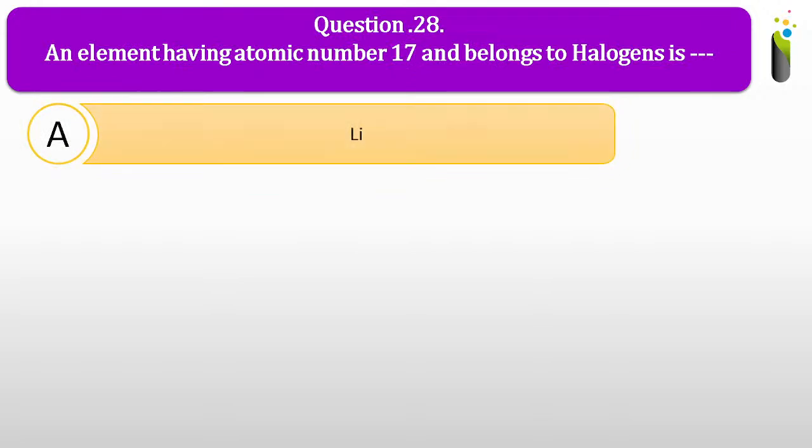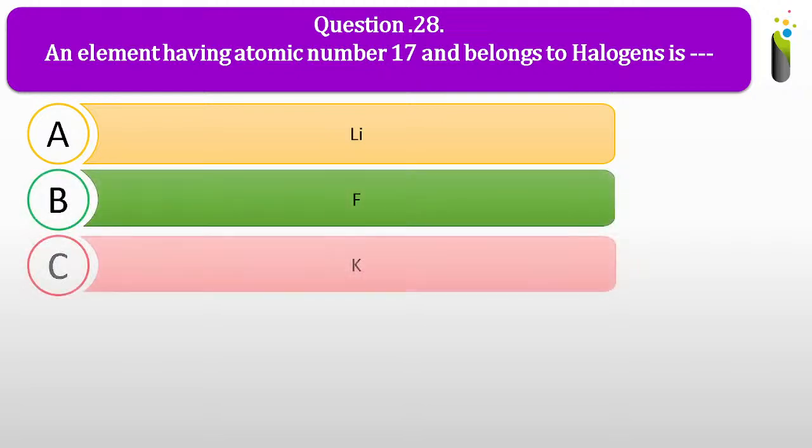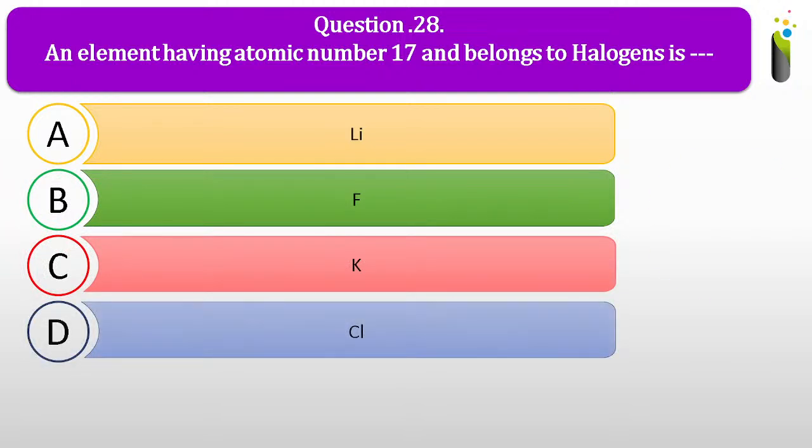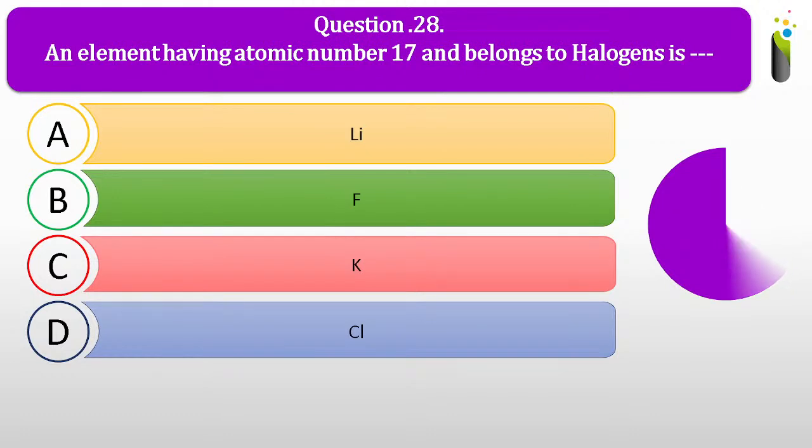Coming to the next question, number 28. An element having atomic number 17 and belongs to halogens is dash. A. Lithium? B. Fluorine? C. Potassium? D. Chlorine? So an element having atomic number 17 and which belongs to halogens is dash.